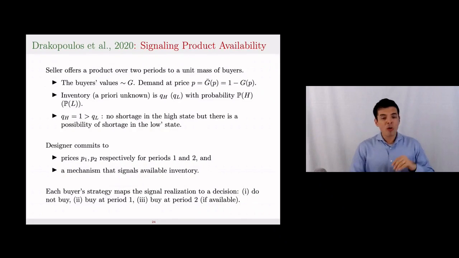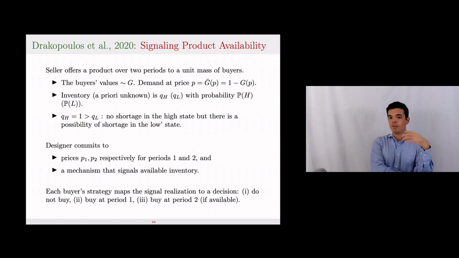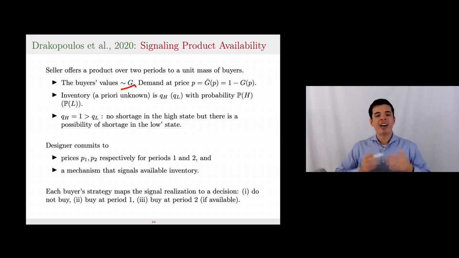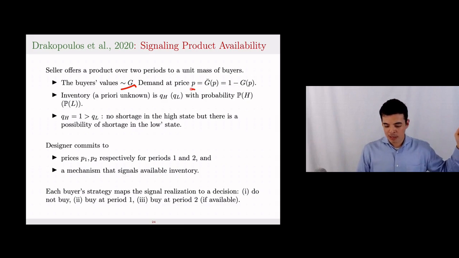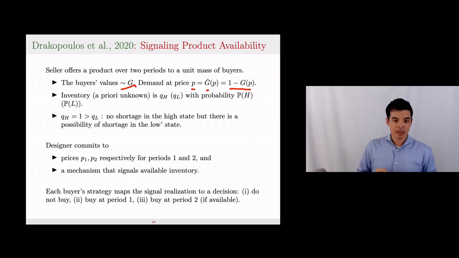The second application that I'm going to focus on is a paper of Kimon Drakopoulos, and this focuses on a completely different environment. Here there's no network, and we think about a seller who offers a product over 2 periods to a unit mass of buyers. We are assuming that the buyers' values are coming from a known distribution, and basically this distribution defines the demand curve, right? If the price for the product is P, then 1 minus G(P) mass of buyers would like to purchase the product. I'm going to denote this by G bar(P), and I have a way of mapping each price to a demand point for the buyers.